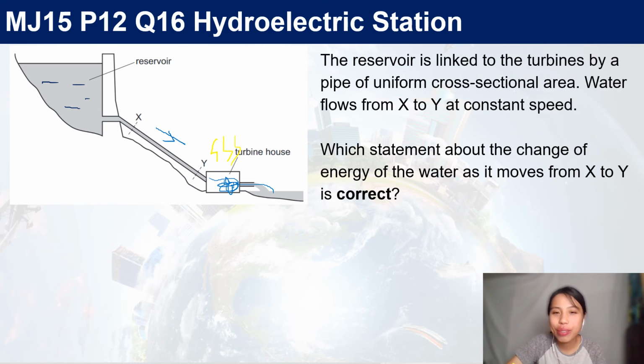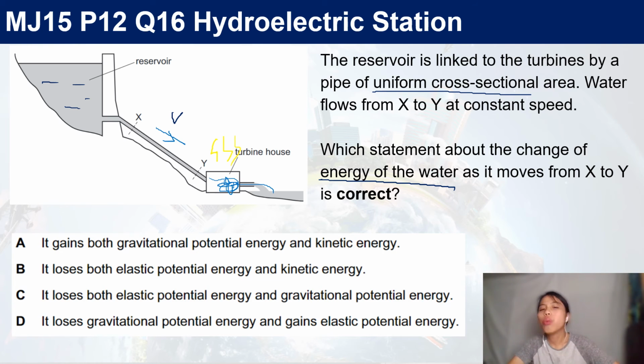Anyway, what's the question here? A reservoir is linked by a pipe of uniform cross-sectional area. Water flows from X to Y at constant speed. So some v is constant. Which statement is correct? Oh, which statement about the change of energy of the water as it moves from X to Y? Oh wow, so many words.